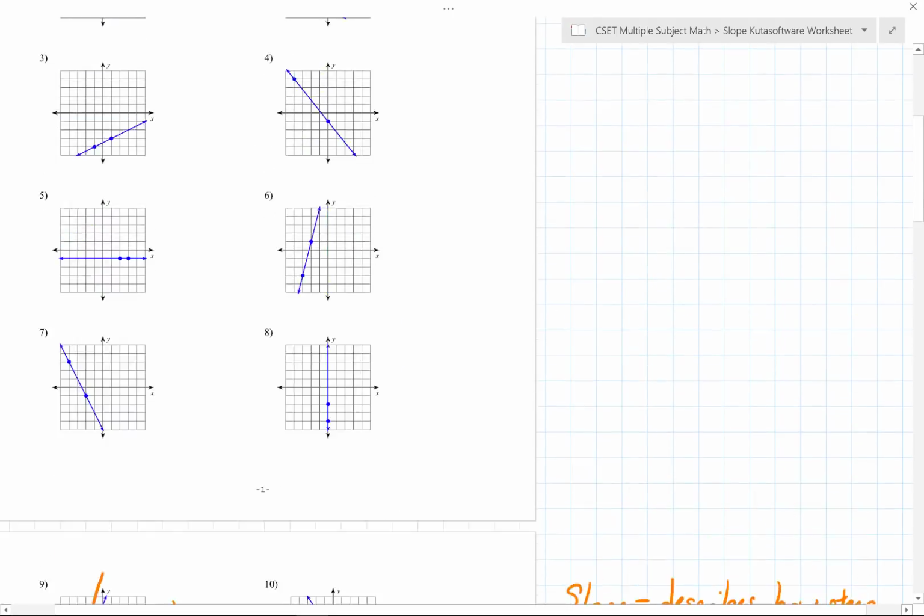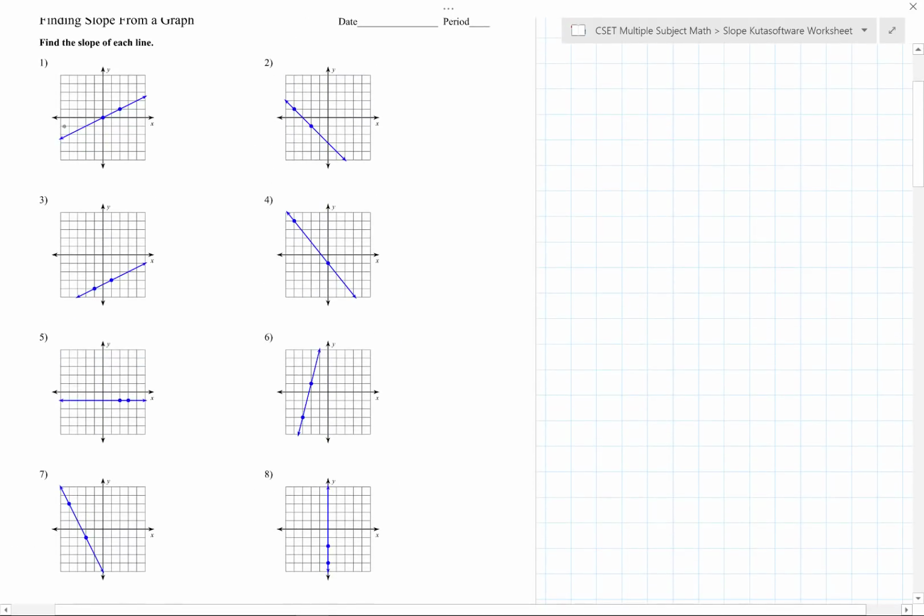So let's do that same thing on this page. So this, if I were to sign my name on the line, my letters would be going up. So positive, positive, we'll get to that one. Negative, negative, negative, positive, we'll get to that one.